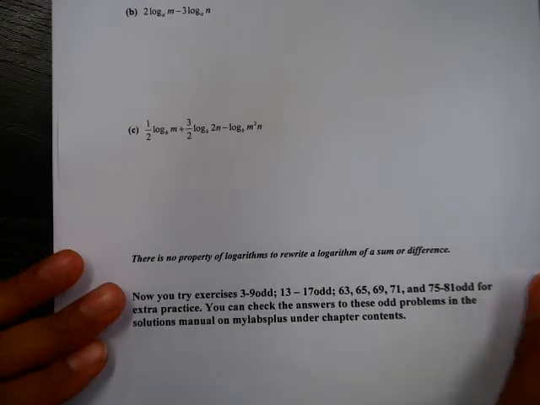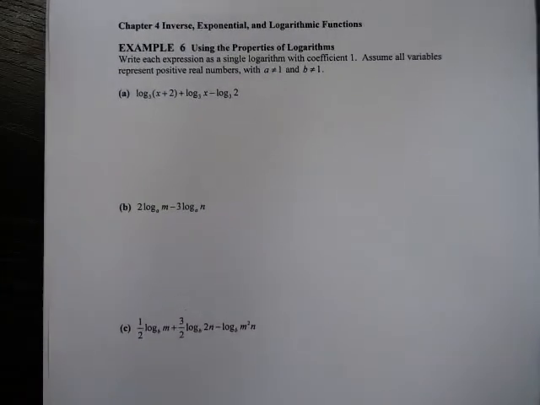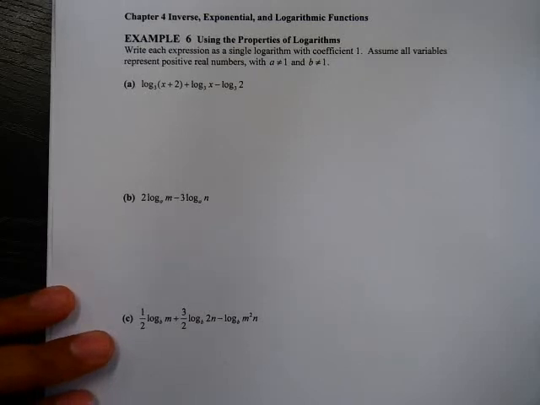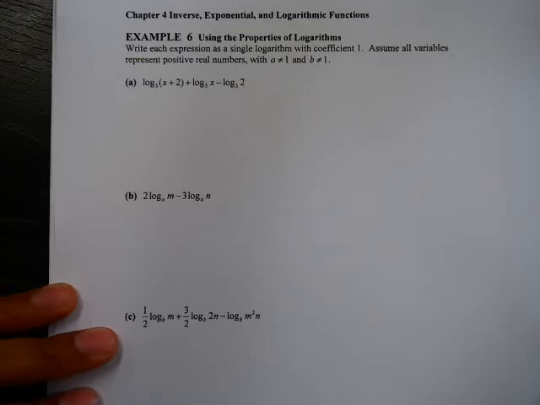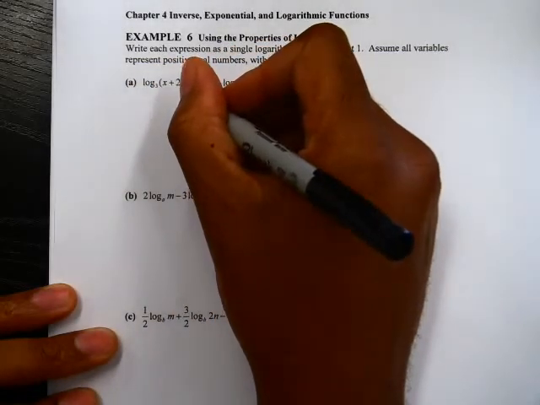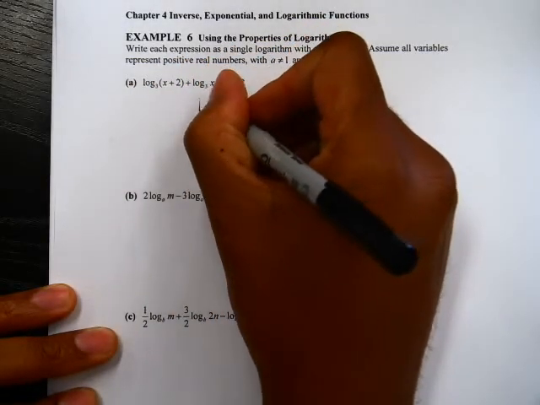As we look at the last example for this section, example 6. Alright, we'll be using the properties of logarithms. Now, what they want us to do is to write each expression as a single logarithm with the coefficient 1. Assume all variables represent positive real numbers, with A not equal to 1 and B not equal to 1. So for A, if I have log base 3 of x plus 2 plus log base 3 of x minus log base 3 of 2, what they want us to do is to write this as one single log base 3.